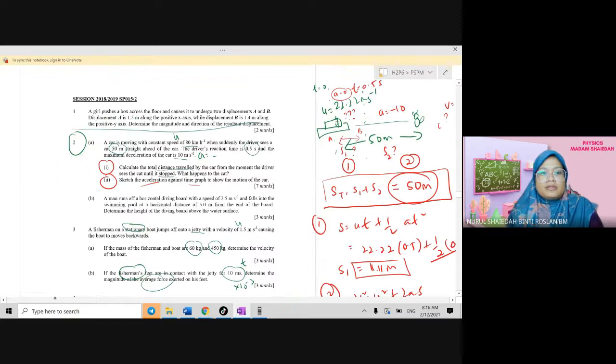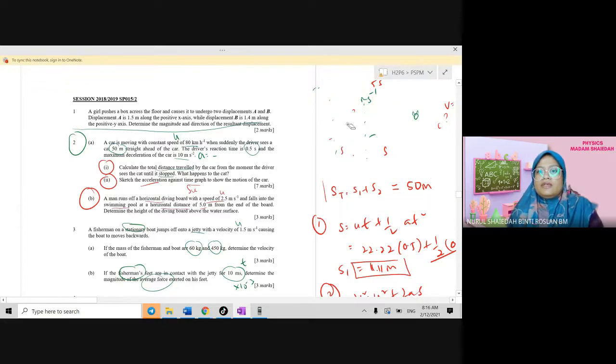Okay, so kita masuk soalan number B. A man run horizontally diving board with a speed, so dia bagi U 2.5 and fall into a swimming pool with horizontal distance as X adalah 5. So from the edge of the board, okay, determine the height of the diving.